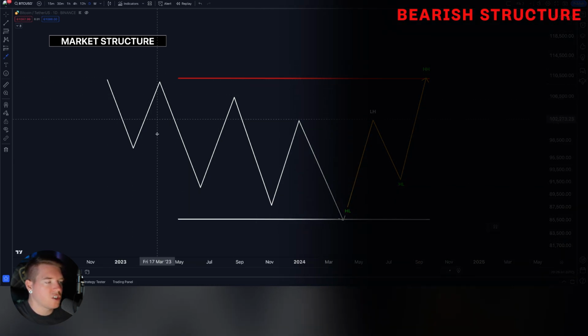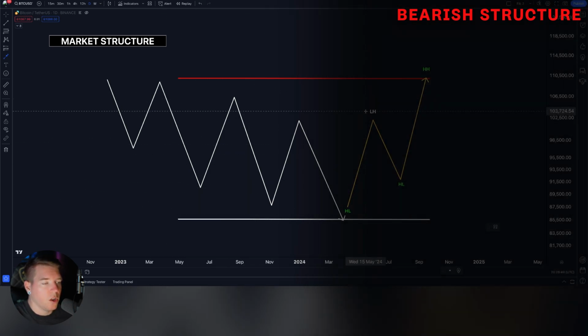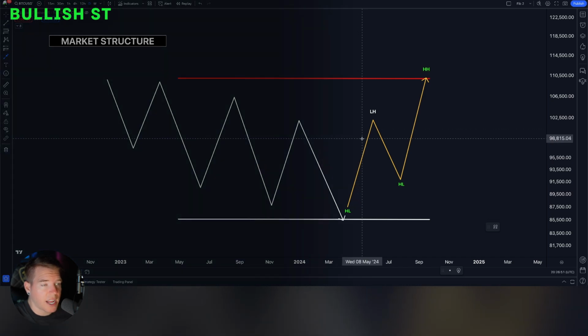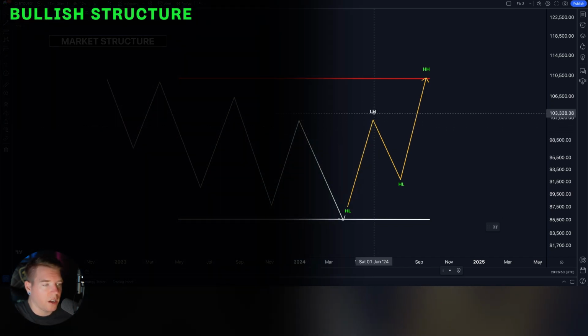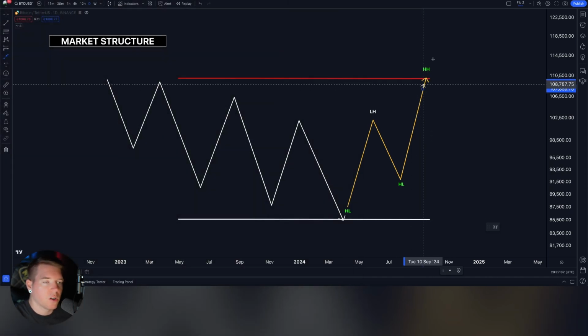So we have here our bearish structure, lower lows, lower highs, continue, hit support, create a higher low, create a lower high. Now we are changing structure, starting to get into a bullish structure: lower high, higher low, higher high. Now structure has changed and we are in a so-called bullish structure and most likely continue the upwards trajectory.